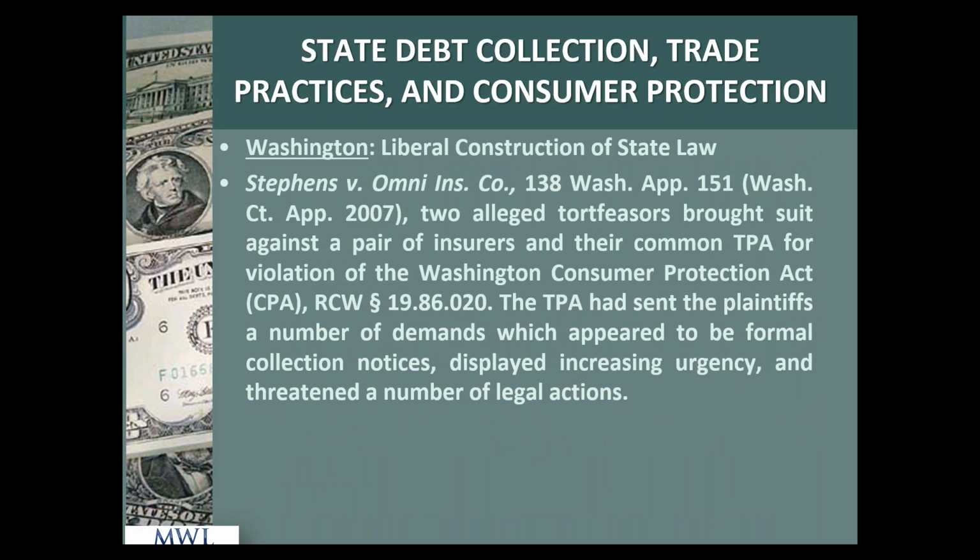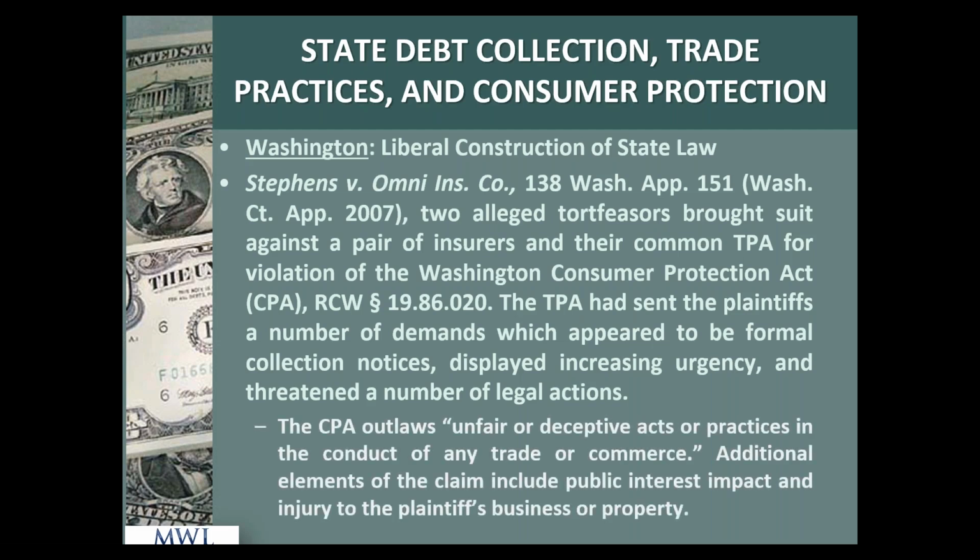So let's talk about Washington. This really is the most problematic state insofar as state consumer protection law is concerned. There were dual cases that were decided together. So you have some tortfeasors, third parties, and insurers, and the insurers at first sent them some demand letters that were a bit more reasonable, saying that we think you have tort liability, you should pay us. And then they sent it over to their TPA, who was sending much more aggressive demands. And they were styled as collection notices. They were displaying increasing urgency, saying this is going to be reported on your credit, you're going to be sued, treating it more like a debt than a tort.